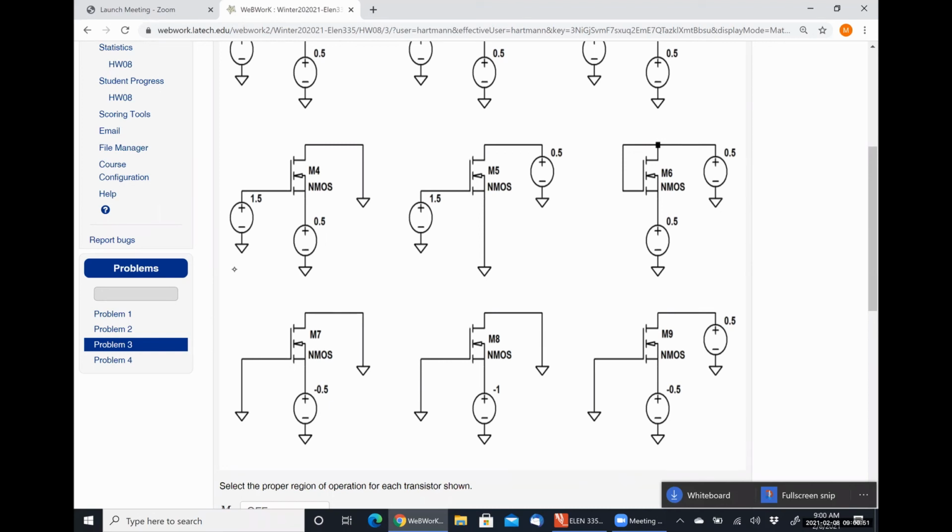So D is up here, it's grounded. S is right here at positive 0.5. So VDS is negative 0.5 volts. So is VGS minus VTH larger or smaller than VDS? VGS minus VTH was 0.6, VDS is negative 0.5. VDS is less than VGS minus VTH, and so this guy is operating in the triode region.